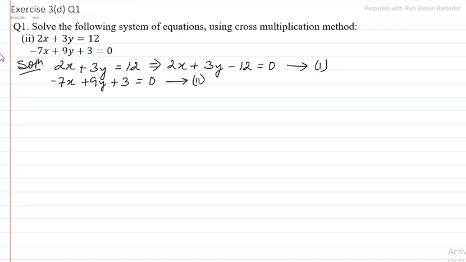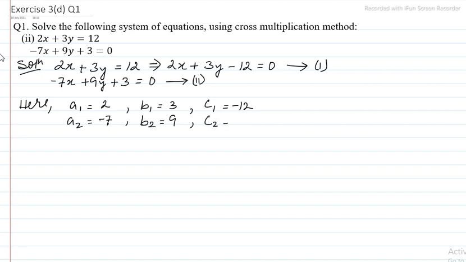Now from here we will put a1 and a2. a1 is the coefficient of x in the first equation, which is 2, and a2 is the coefficient of x in the second equation, that is minus 7, and b1 is the coefficient of y in the first equation, which is 3, and b2 is the coefficient of y in the second equation, which is 9, and c1 is the constant term from the first equation, which is minus 12, and c2 is the constant term of the second equation, which is 3.